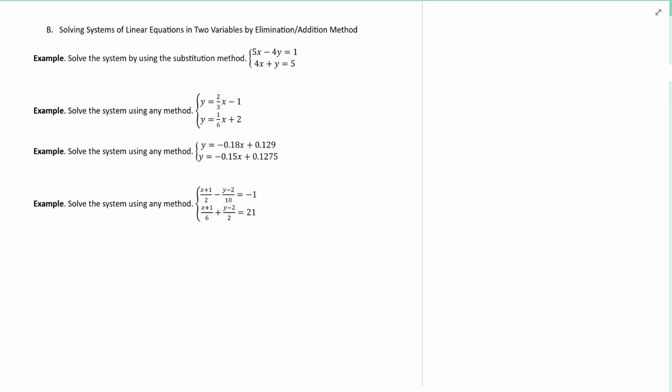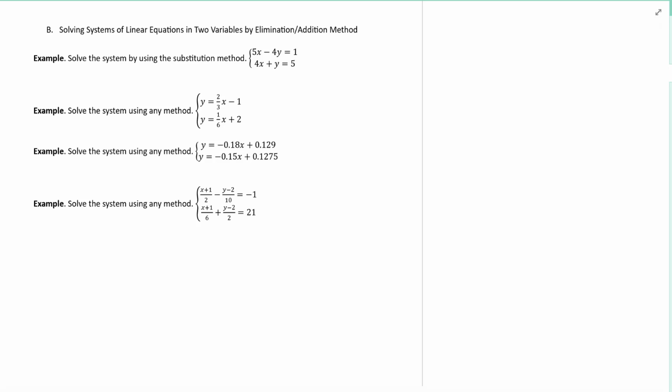In this video, we'll solve a couple examples of linear equations in two variables by the elimination/addition method. Basically, this method sometimes is called elimination, sometimes is called addition, depending on the problem, the teacher's preference, and so on.